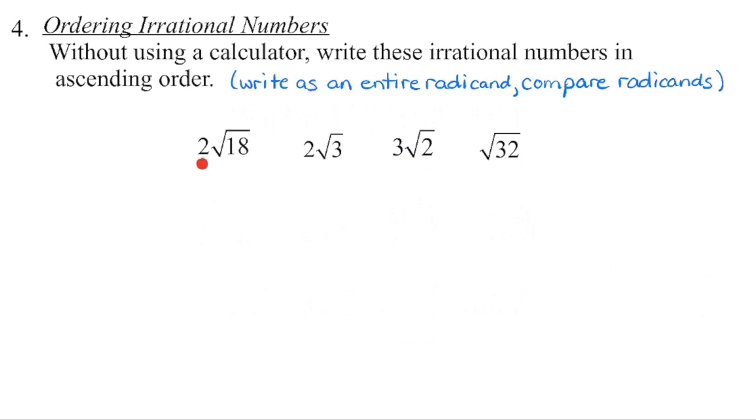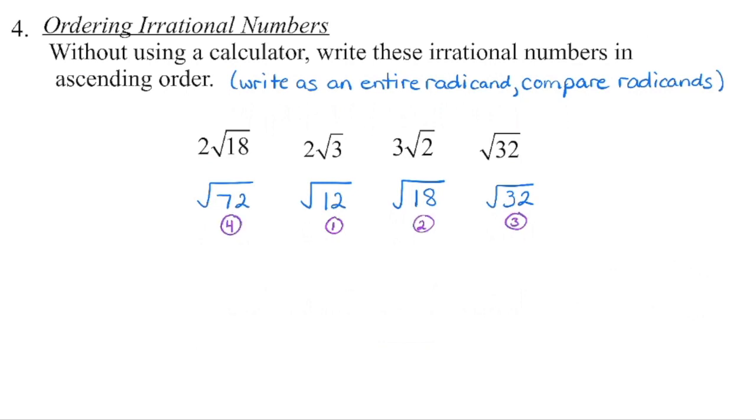So if I put this back in, I'm going to have 2 squared is 4, 4 times 18 is 72, 2 squared is 4 times 3 is 12. 3 squared is 9 times 2 is 18, and we already have the square root of 32. So now ascending, we're going smallest to biggest. So I can see 12 is the smallest, so that one's going to go first, and then 18 is my second smallest, and then 32, and my largest radicand is the square root of 72.